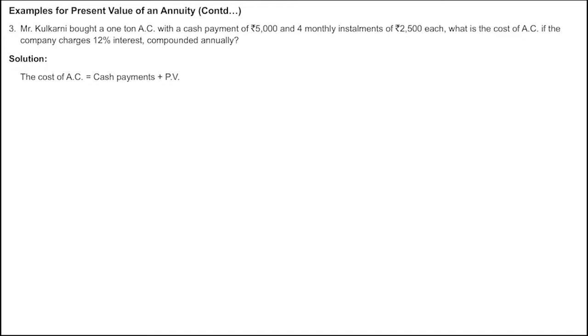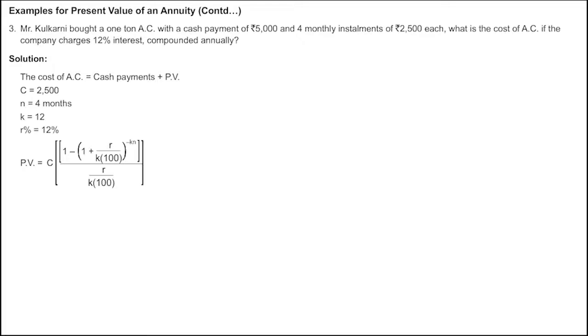So the information given to us is C equal to 2,500, N equal to 4 months, K equal to 12, R percent is 12%. Why N equal to 4 months? He is making 4 monthly installments and the rate is 12% per annum given to you compounded annually. So this N equal to 4 months needs to be converted into years because N is always given in terms of years. This is our formula to find out the present value.